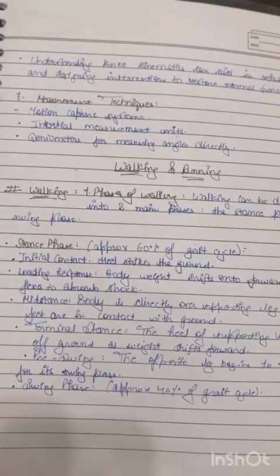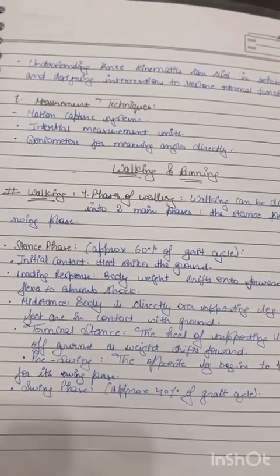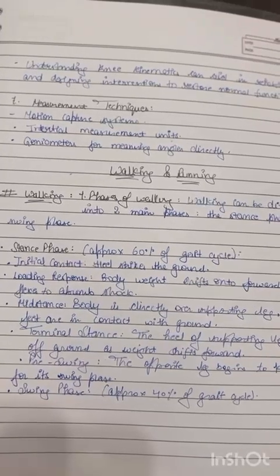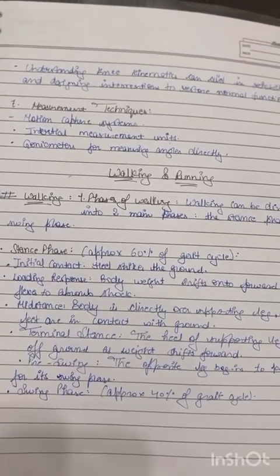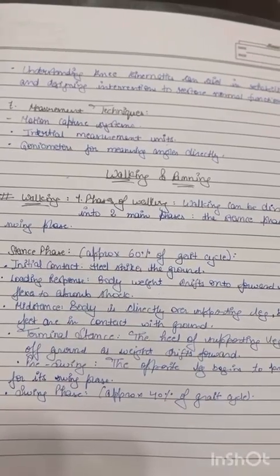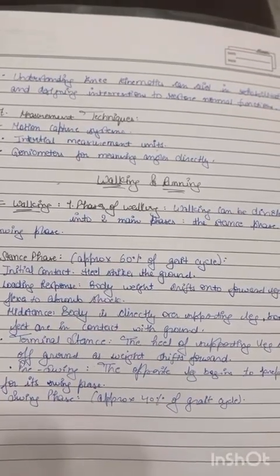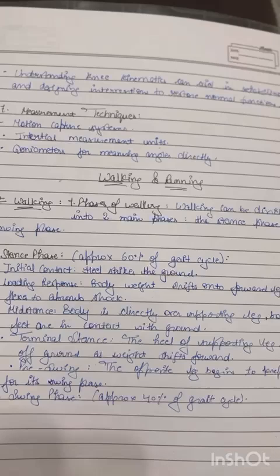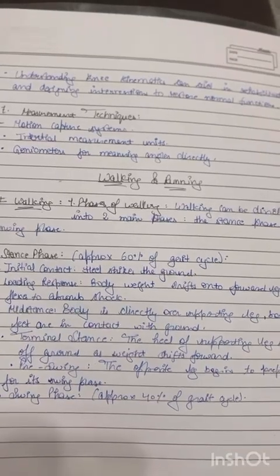Joint movements: the hip, knee, and ankle joints all work in concert to facilitate smooth movement. During walking, the hip flexes and extends, the knee flexes during loading and extends during push-off, and the ankle dorsiflexes when lifting the foot and plantarflexes during push-off.